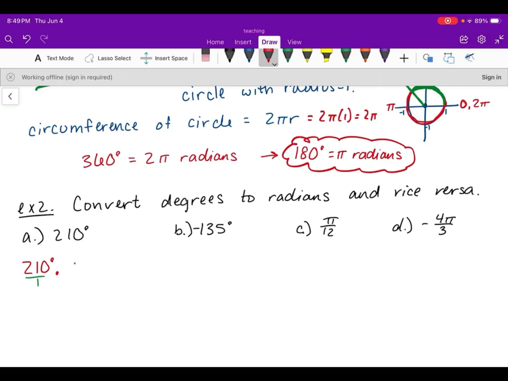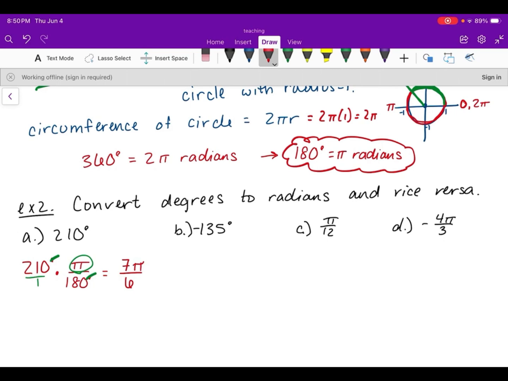So if I multiply by pi over 180 degrees, I'll be able to cancel out my degrees and I'll be left with this pi here. That pi is going to mean that we have moved to radians. So as I do this, I'm going to do 210 divided by 180. And so that's going to give me 7/6. And then I just have that pi hanging out.